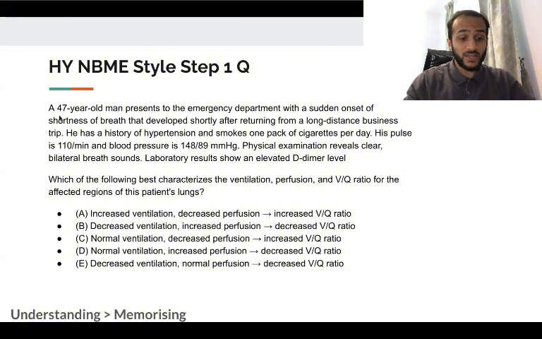So in this question vignette, we essentially have a 47-year-old man. He comes to the emergency department with a sudden onset of shortness of breath that developed shortly after returning from a long distance business trip. Now over here we are immediately getting the clues that he has had a long business trip. So we are seeing that he's having a lot of stasis because he's been on a long trip.